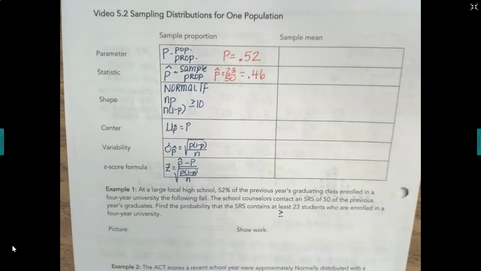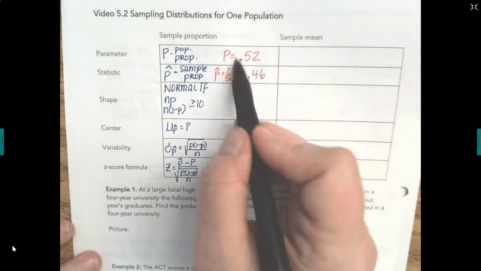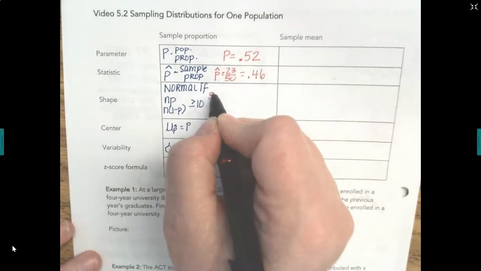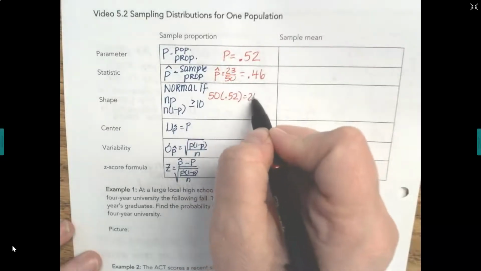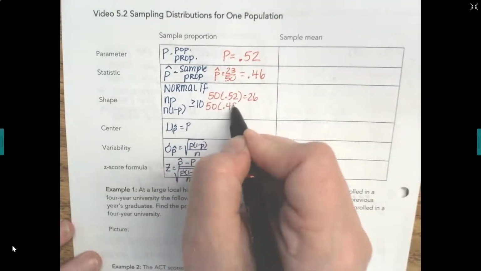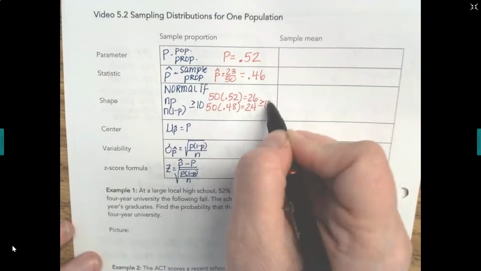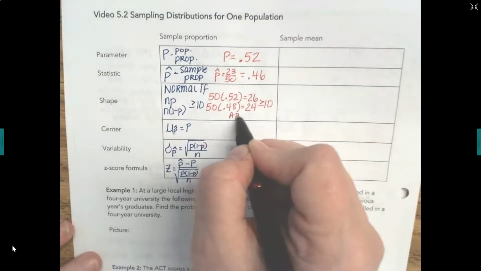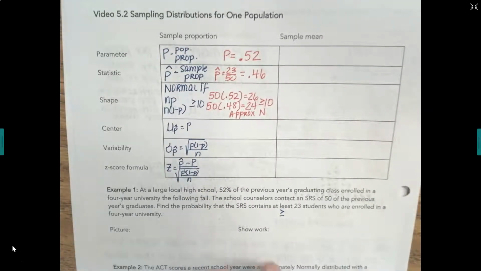Now let's check our shape so we know what we're dealing with here. It's normal if n times p and n times 1 minus p are greater than or equal to 10. This is n times p, not n times p hat. If you have p, you have to use it. So we have 50 times 0.52, which is 26. And then n times 1 minus p, so 50 times 0.48 gives me 24. Both of those numbers are greater than or equal to 10, so we are approximately normal. Okay, I'm going to keep going.